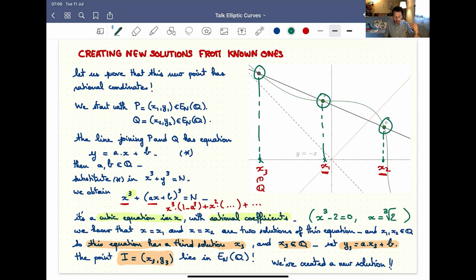Now I haven't drawn the corresponding picture, but think about what happens when P is fixed. You fix the point P, and you move the point Q towards P. So you draw a series of pictures where Q travels towards P like this.